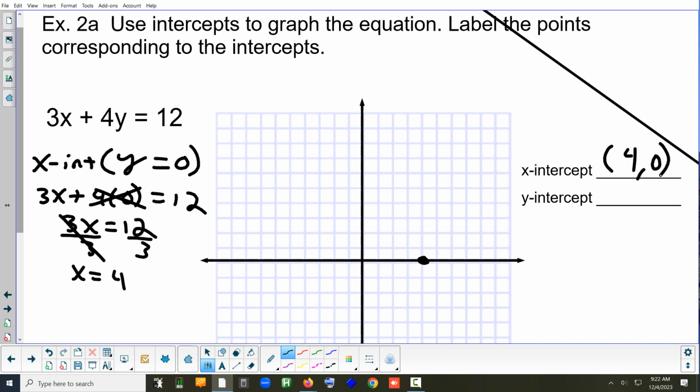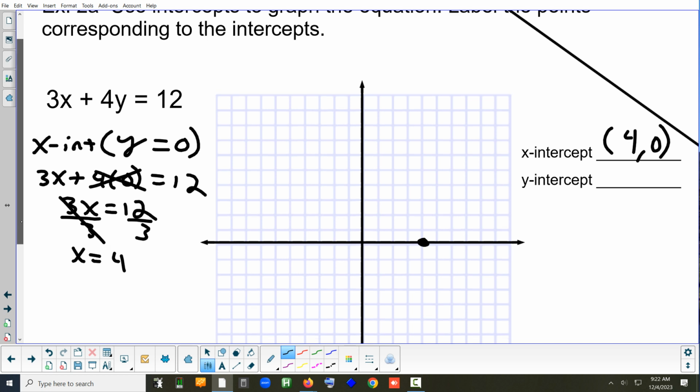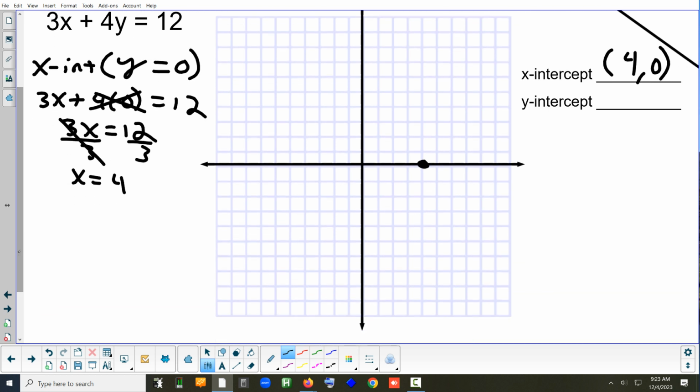Okay, so there's the x-intercept. What's the other intercept that I need? The y-intercept. So what number are we going to plug in to find the y-intercept? We're going to plug in 0. But what letter are you going to plug it in for? X. So now we're going to plug in 0 for x.